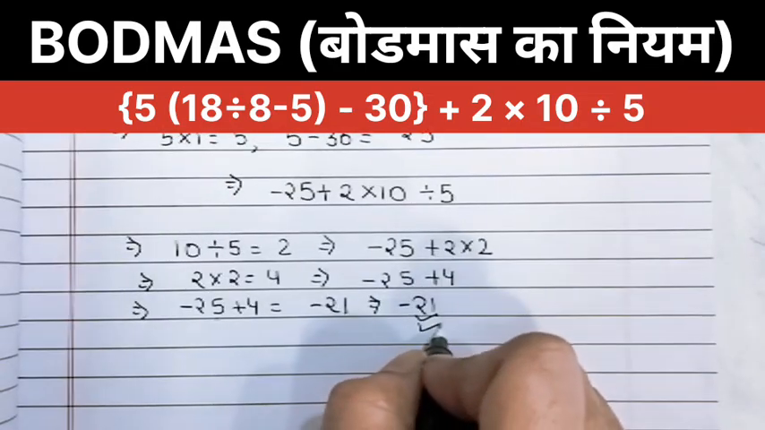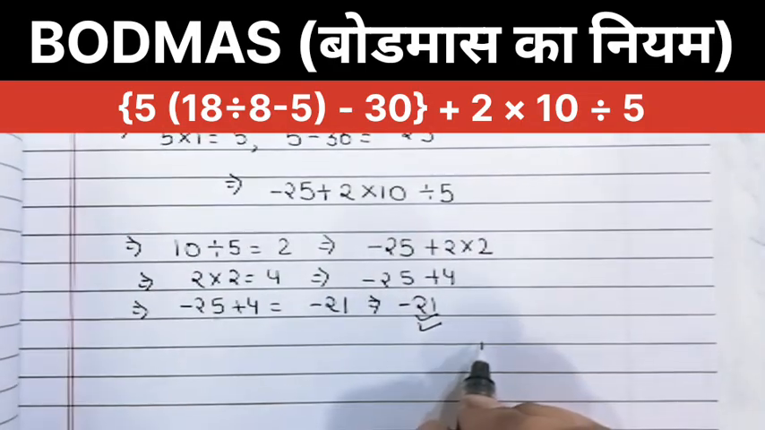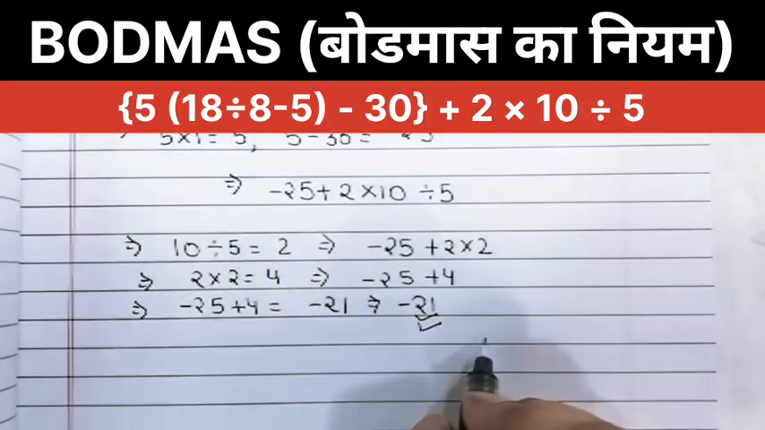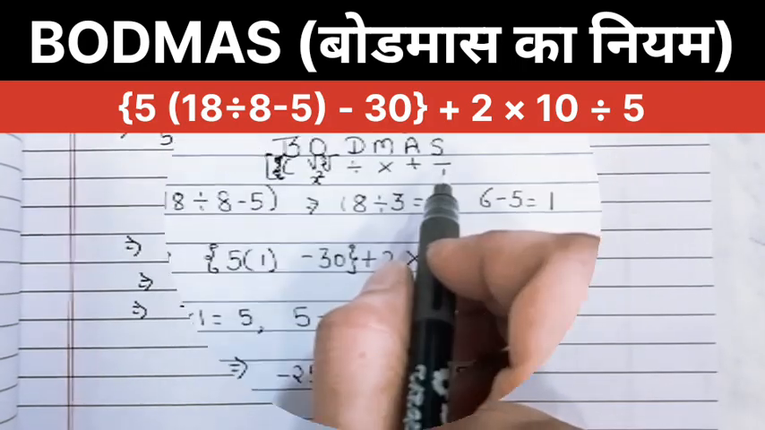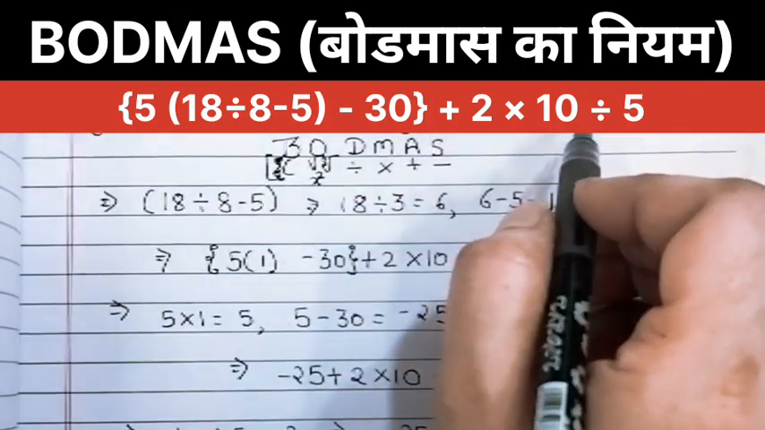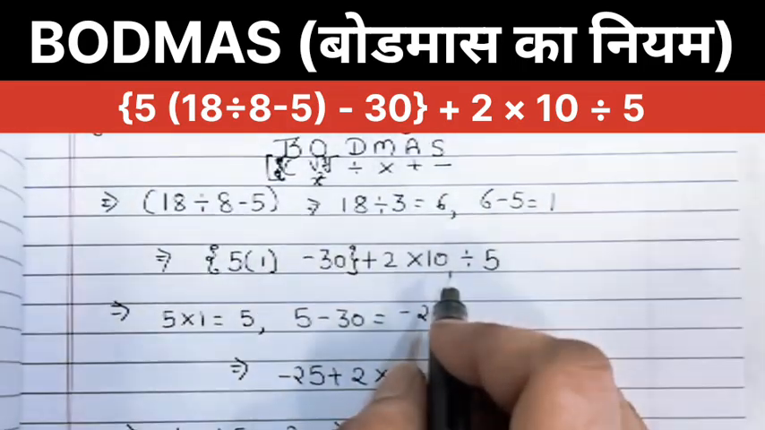Final value: minus 21. After performing division and multiplication, we add the results to reach the final value. According to the BODMAS rule, the final value of this expression is minus 21, and I hope it is clear.